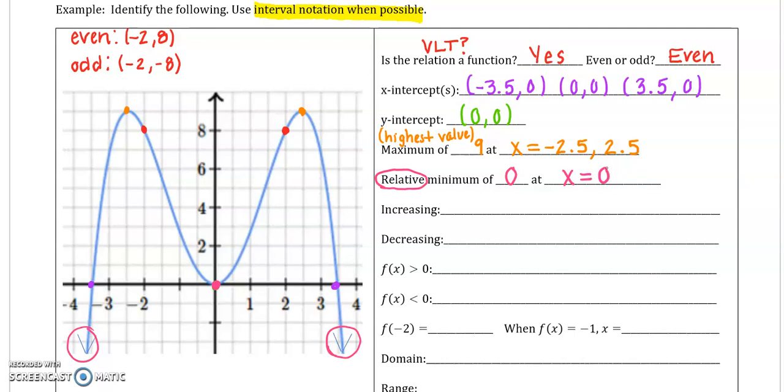Okay, so now we have increasing and decreasing. When you're thinking about increasing, that means that as your x values are getting bigger, your y values are getting bigger as well. The easiest way to approach these is to look for this portion of your graph. If you think about a linear function, if you were to draw a line along your graph, it would be going uphill.